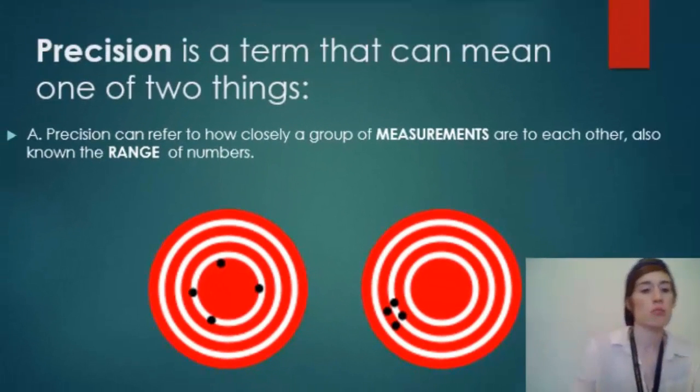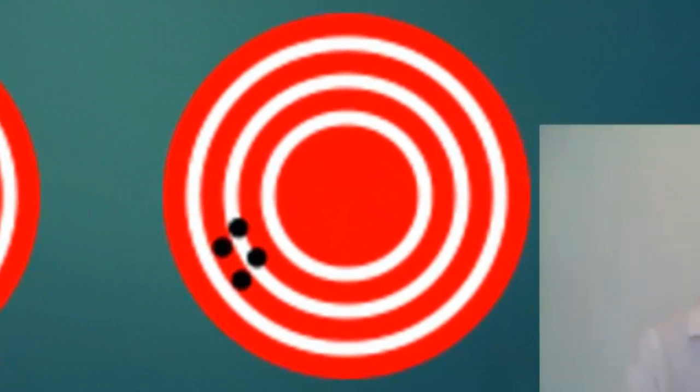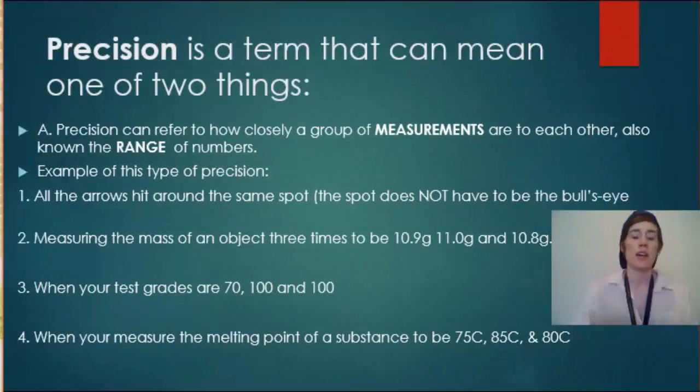Now, the guy who did the darts on the right, even though they weren't accurate, they're not in the accepted value spot, they are all close together. So we say that his data there is very precise because he's hitting the same point over and over and over again. Now, how does that refer to data?